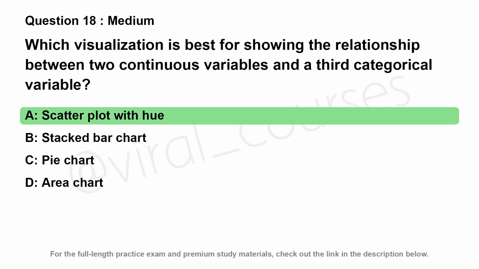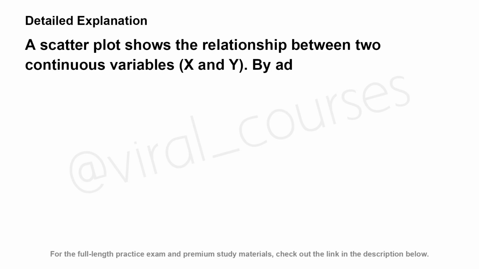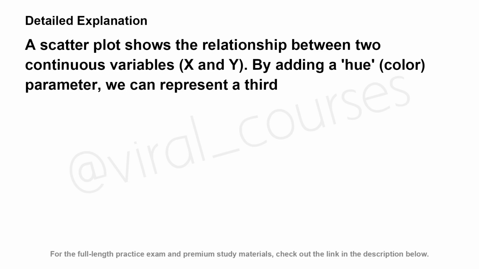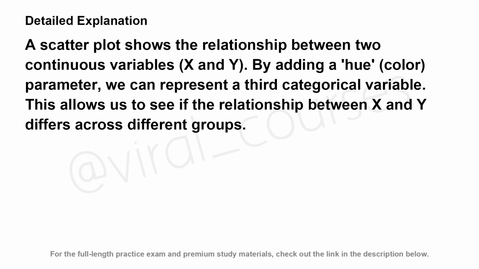The correct answer is A. A scatter plot shows the relationship between two continuous variables, x and y. By adding a hue (color) parameter, we can represent a third categorical variable. This allows us to see if the relationship between x and y differs across different groups.